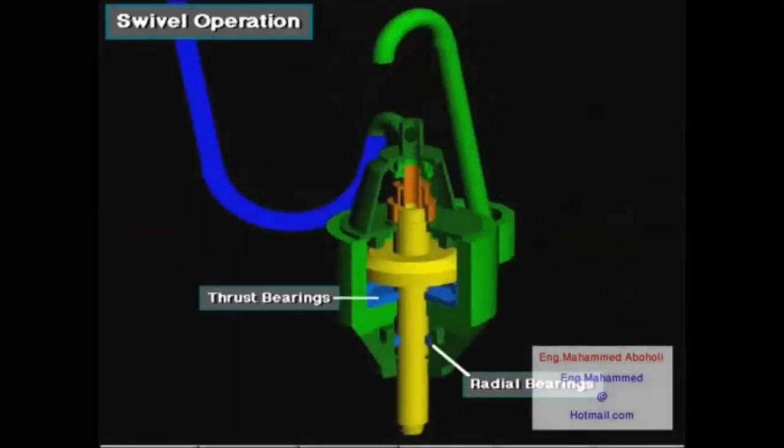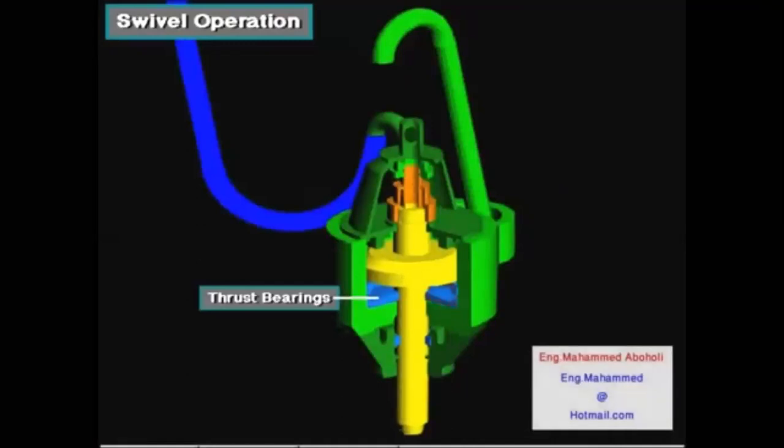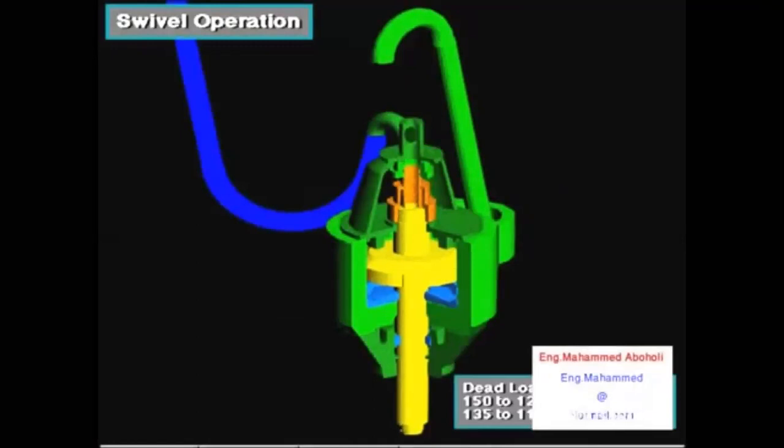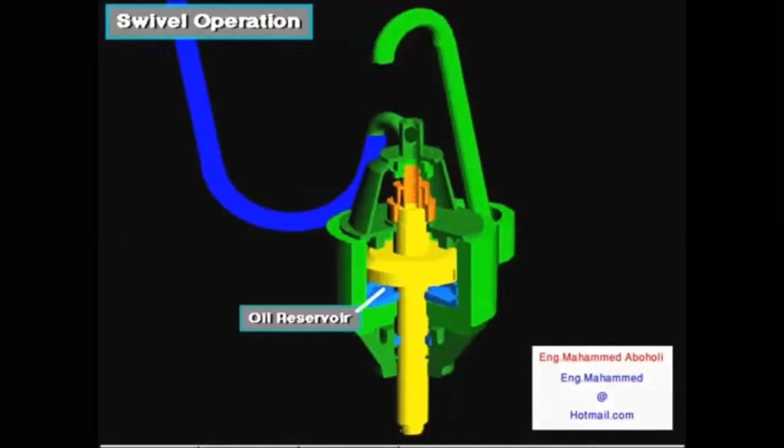The stem rotates on heavy-duty radial bearings and thrust bearings. The main thrust bearings support the entire weight of the drill string as it rotates. Swivels have dead load capacities ranging from 150 to 1,250 tons, about 135 to 1,125 metric tons. An oil reservoir lubricates the bearings and rotating parts.